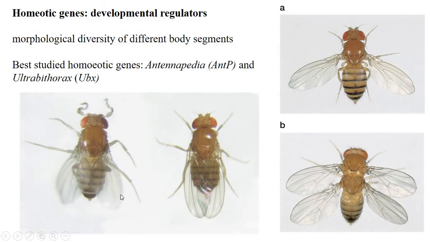So there are some genes that are quite important developmental regulators. These are called homeotic genes. These homeotic genes bring this morphological diversity of different body segments. So these are very important for correct orientation, correct segmentation of the organism.